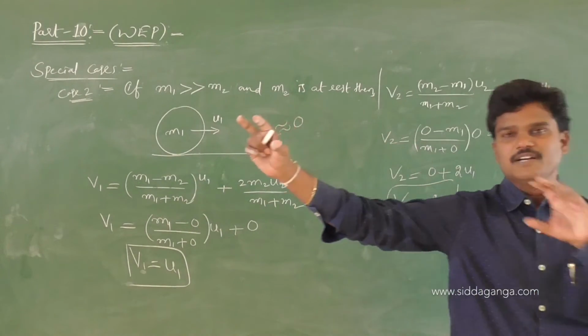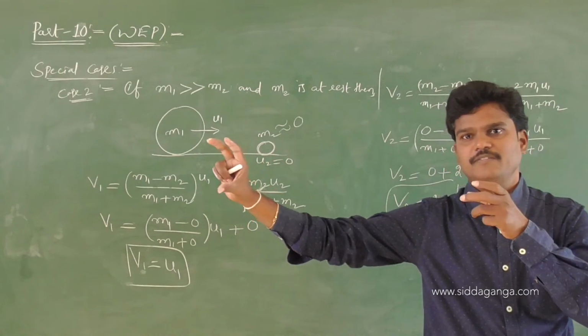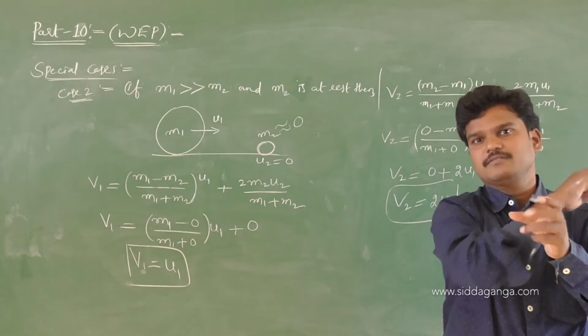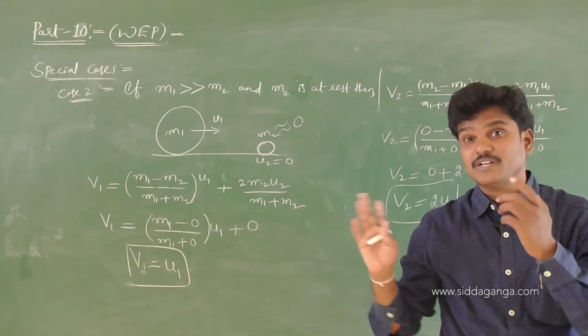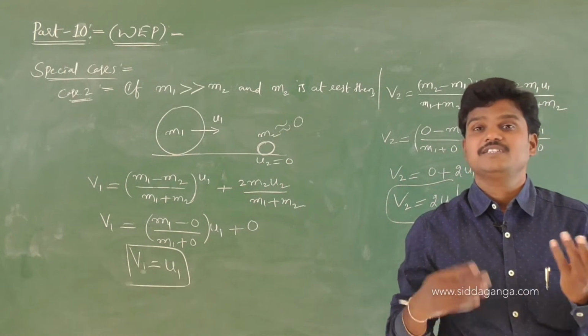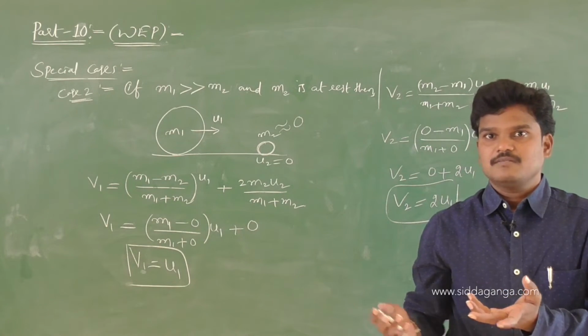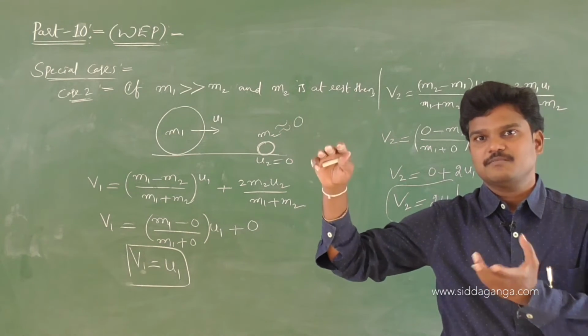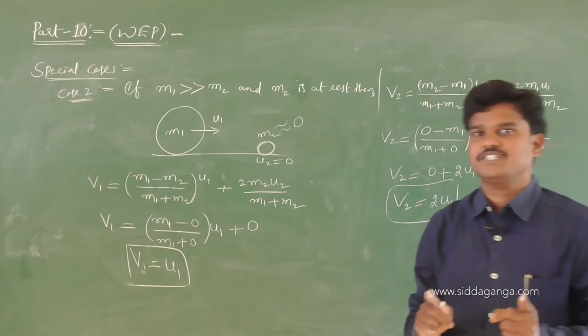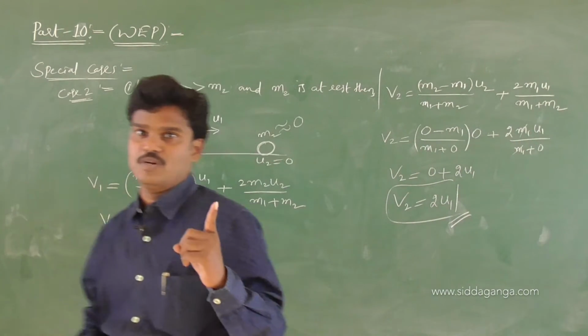Okay, a heavier mass hits a smaller mass. The heavier mass will move with the same speed because it is elastic. This is the elastic collision. If it is inelastic or some other collision, maybe the speed of this one also changes. But this is a perfectly elastic collision. We are discussing perfectly elastic collision.